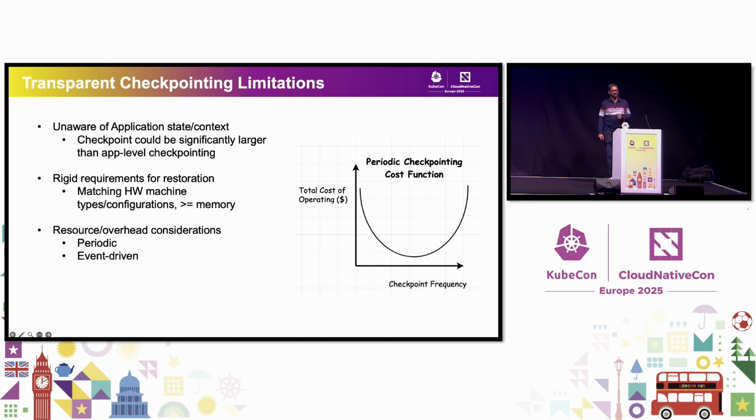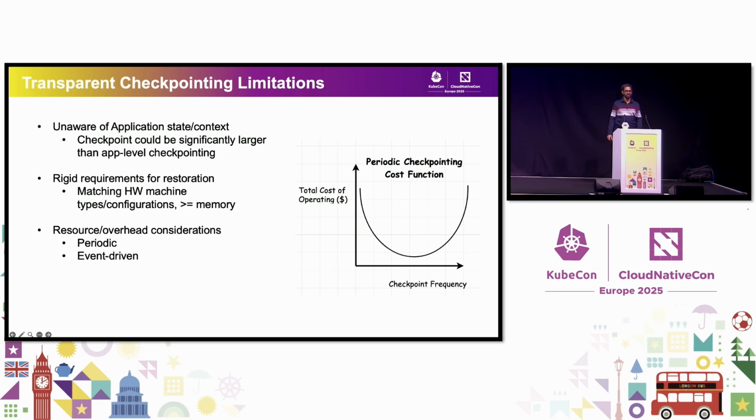Then there's rigid requirements for restoration sometimes, where you might have to match the machine configurations, but also this varies on the type of checkpointing implementation you use. And then you'd want to have restore in a machine which obviously has the same or higher memory.